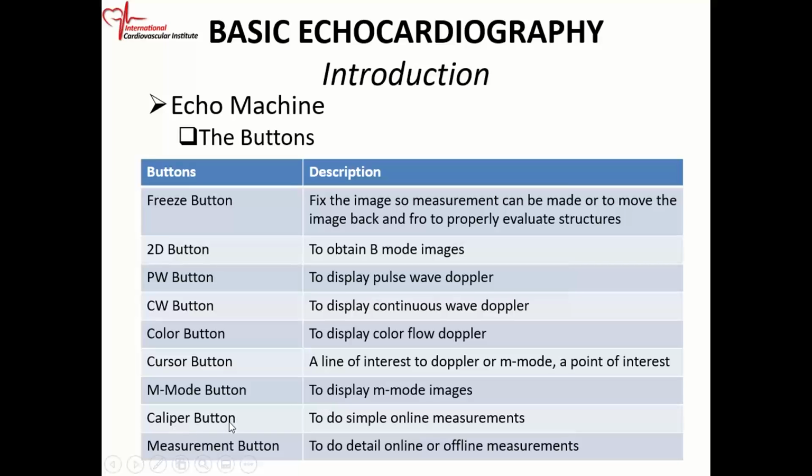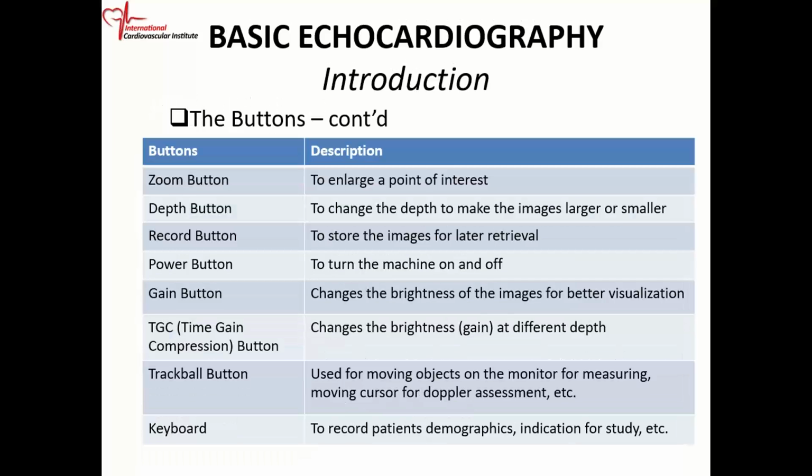And then the caliper is for simple measurements. Your simple online measurements, you want to measure the thickness of, say, the septum or the LV cavity, you can quickly do that. If you use the measurement button, it's going to give you more detailed online or offline measurements. Then the zoom button is going to enlarge a point of interest. So if you want to enlarge something to do some measurements, you can use the zoom button. Then there's a depth button to change the depth to make the image larger or smaller.